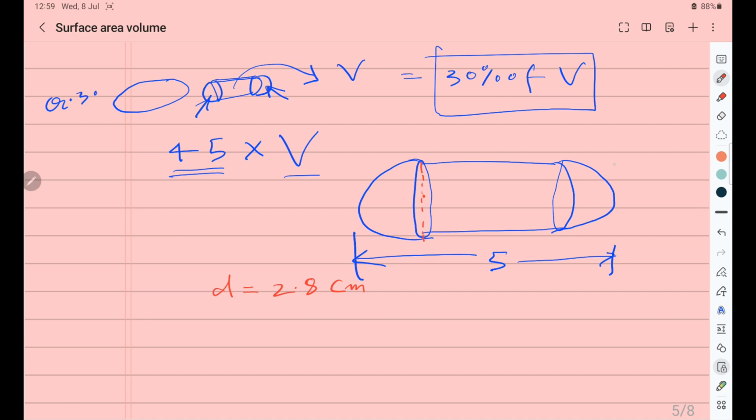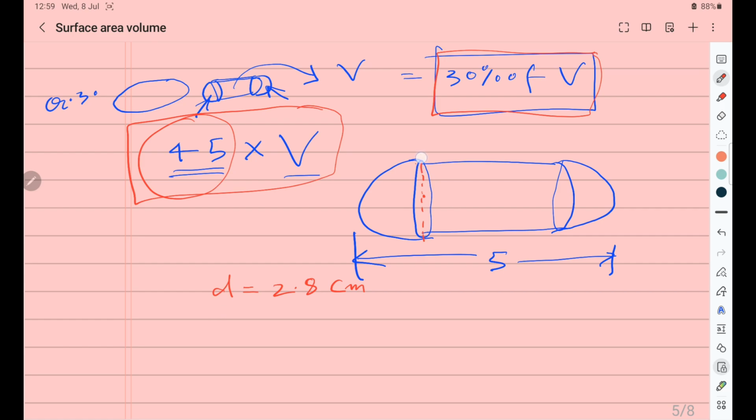Okay, so let us just plan. We will try to find the volume of one gulab jamun and then multiply it by 45, and then we will get the whole volume. And when we get the whole volume, 30% of the whole volume is the sugar syrup. So we will find 30% of the whole volume. That will be the answer. Okay, let us start working it out.